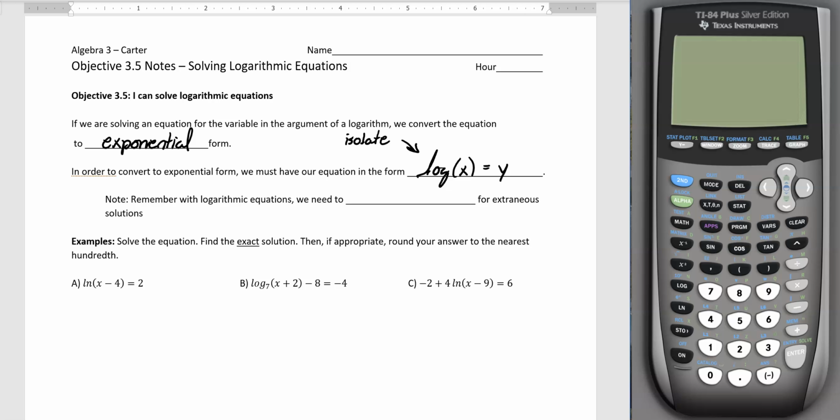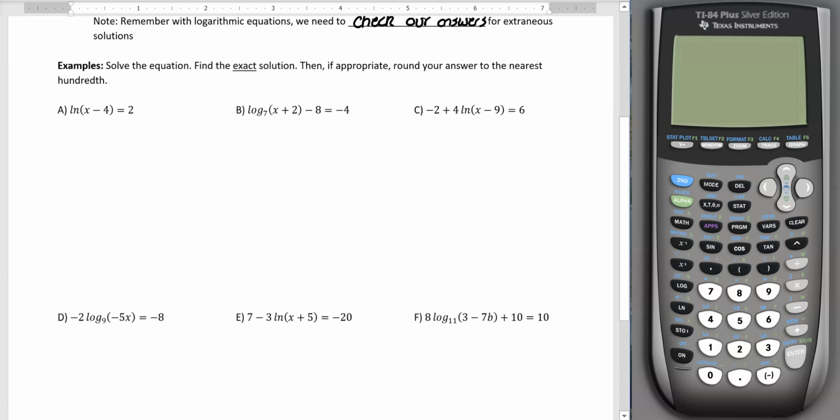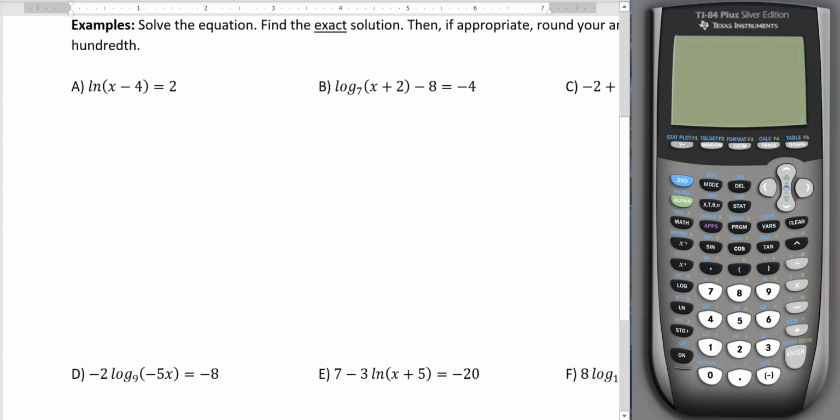Remember, with logarithmic equations, we need to check our answers for extraneous solutions because of the requirements of a logarithm. Remember, we can't have a negative argument. It has to work out in the end. It is possible to get extraneous solutions here. So let's do some examples together, make sure we know what we're doing, and then we'll get you working on your own.